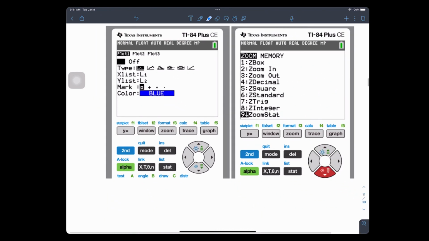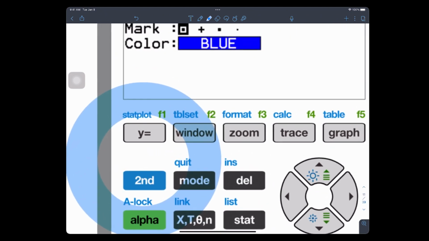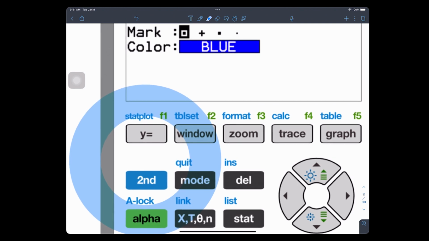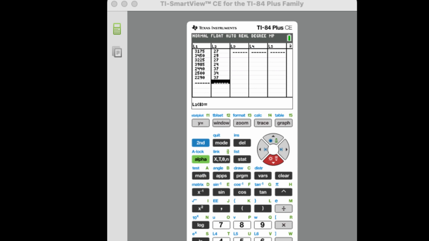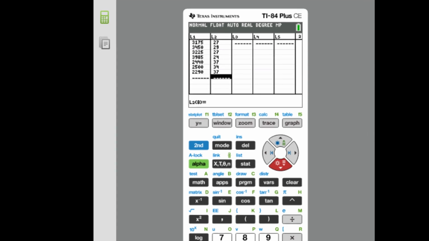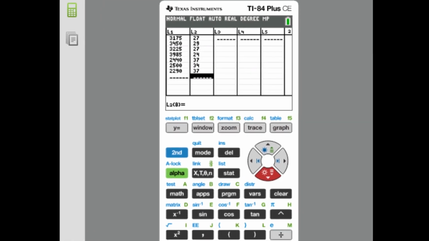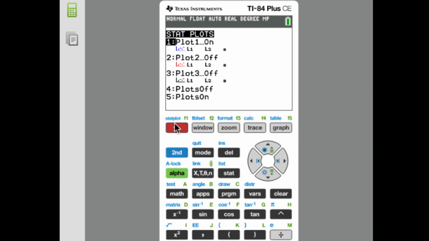See this right here? The second gets you in the blue mode. Why do you guys want to go in the blue mode? Because isn't that where stat plot is? So, let's see. Let's take a look. Second, there we are. So you're in stat plots. That's what it says on top.